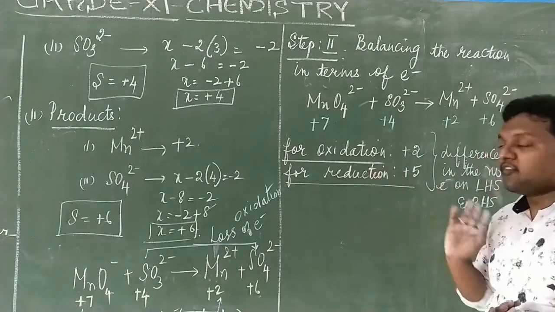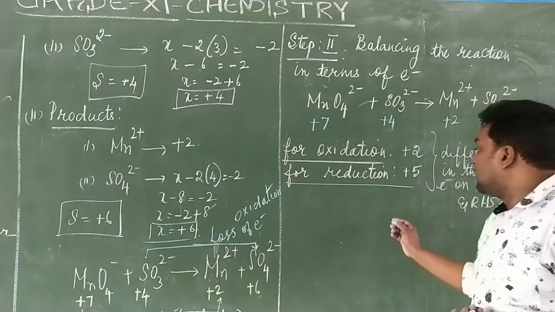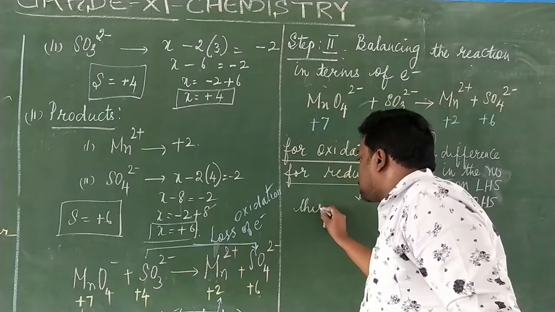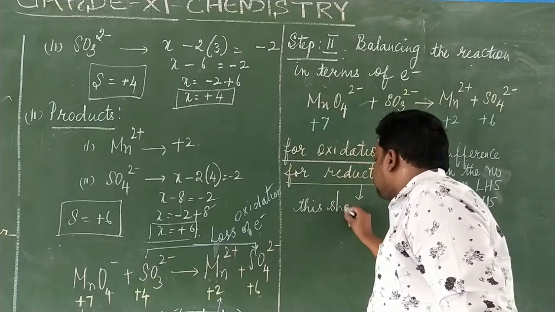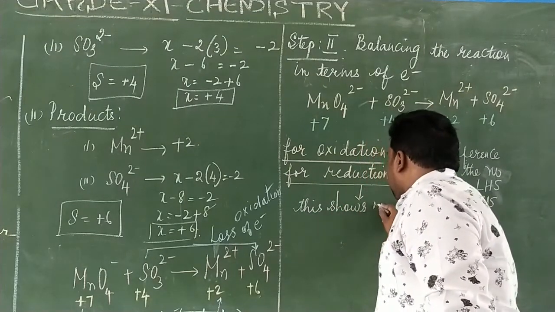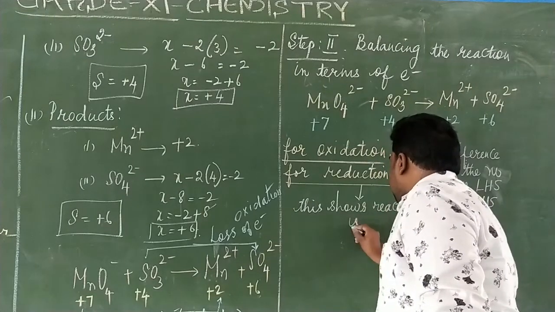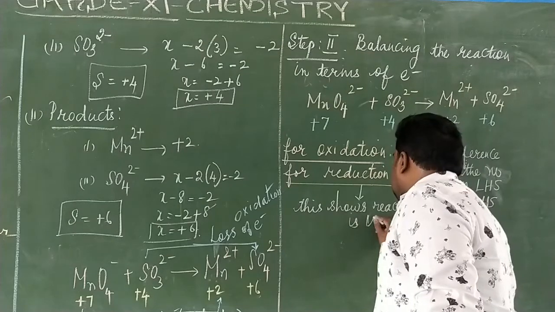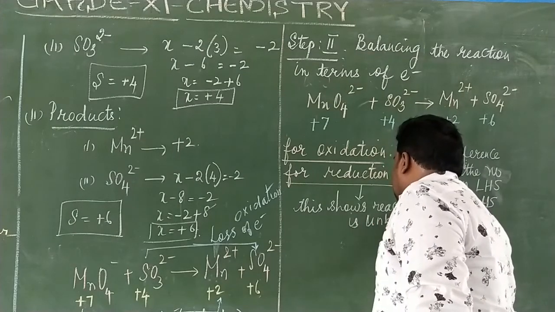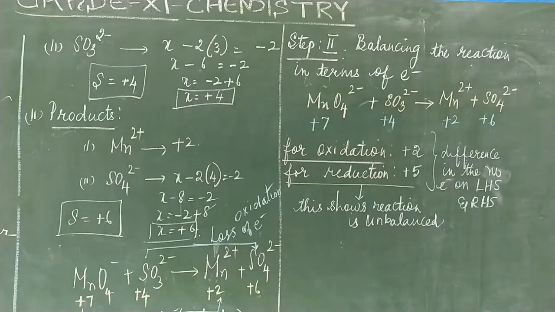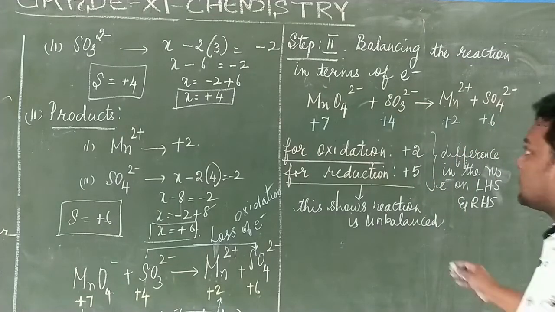So I have to go for balancing. So this shows the reaction is unbalanced. This shows the reaction is unbalanced, skeleton, or otherwise it is unbalanced in our reaction. Unbalanced or imbalanced, whatsoever it is.